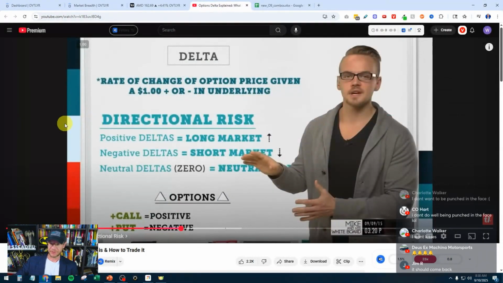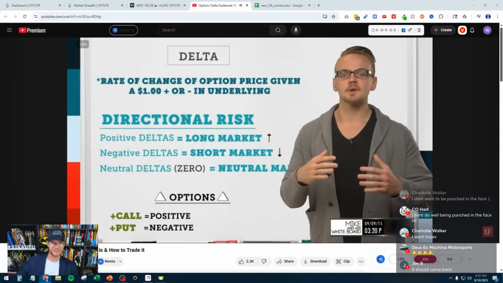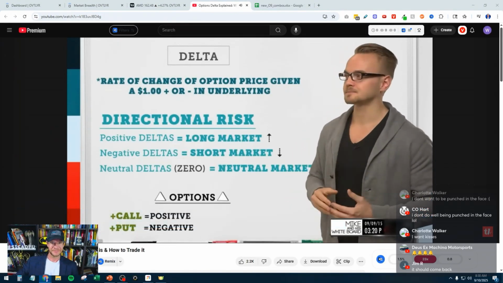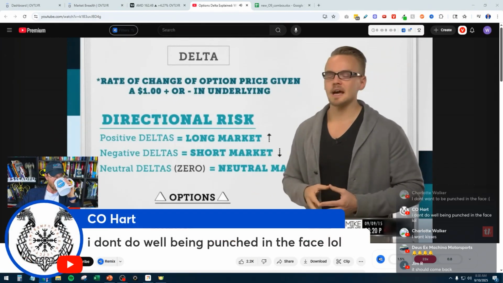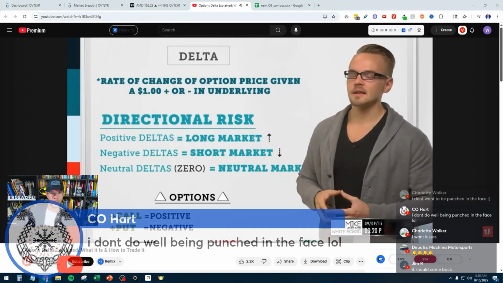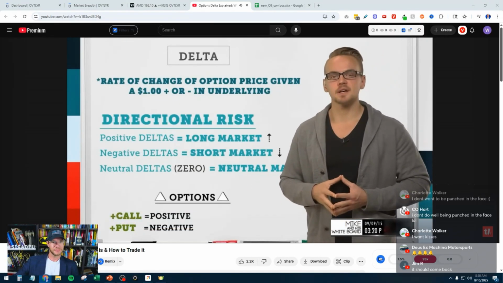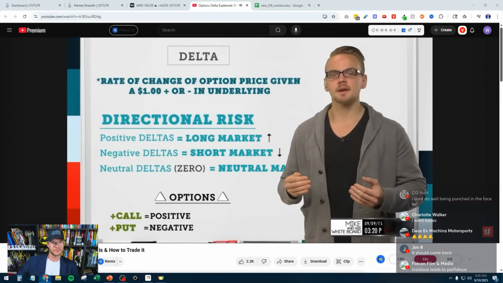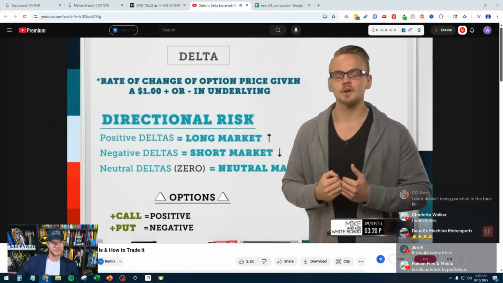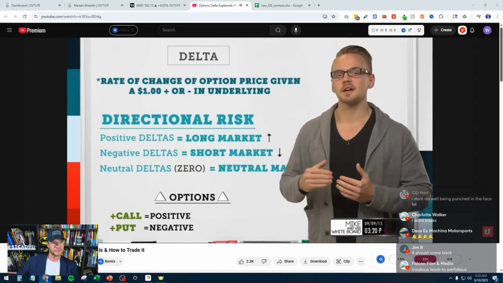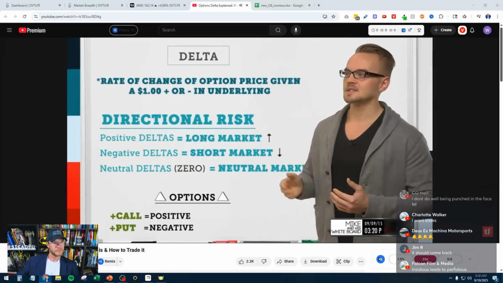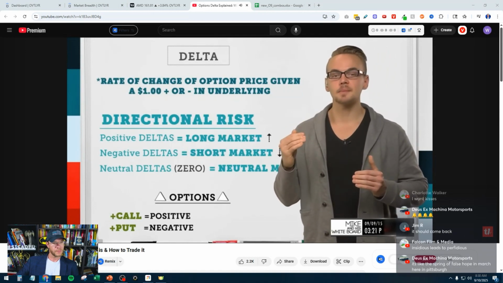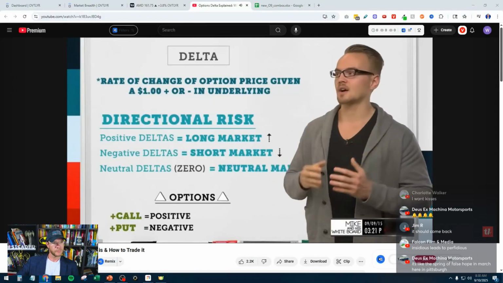Let's try to get back on topic with delta here. If we keep our deltas neutral, that's going to help us minimize risk to the upside or downside. When I'm looking at options, if I am buying a call, that's going to have a positive delta, because when I buy a call, I want the underlying to go up. A call option gives me the right to buy 100 shares of stock, so I want that underlying to go up to be successful. That's why the option is going to have a positive delta, because if that underlying does go up, I'm going to see profits if I'm buying that call.